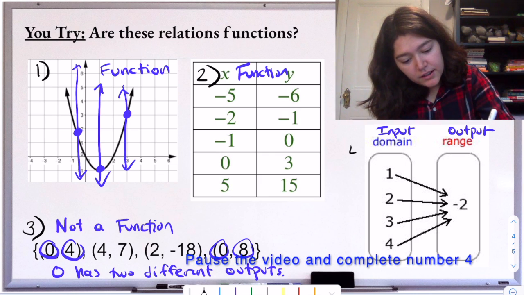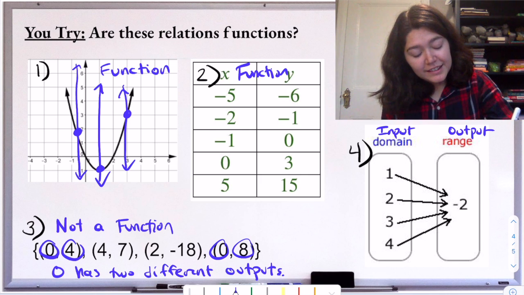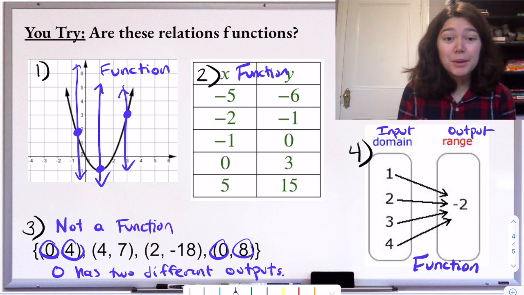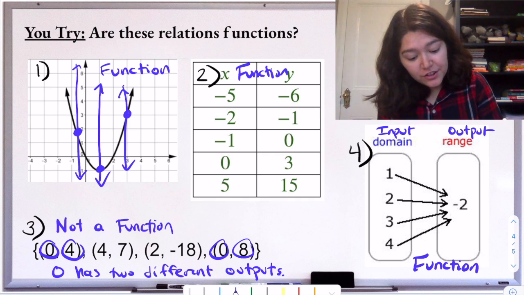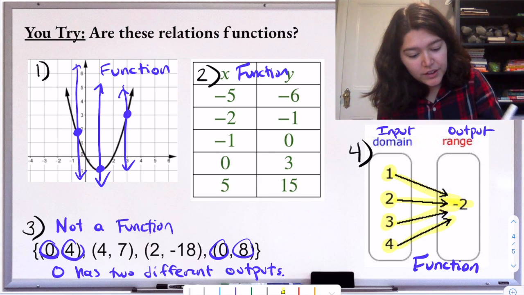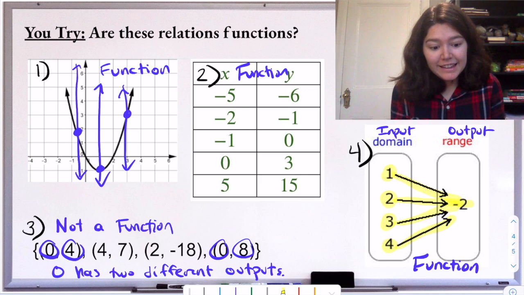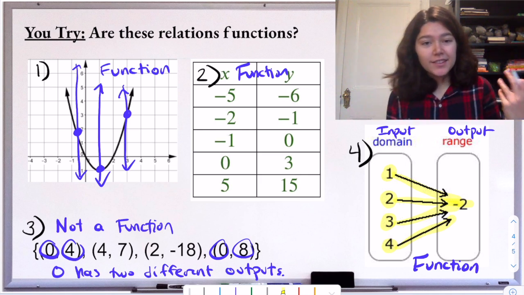And 4 here, does this represent a function? Yes, this does represent a function, and that's important because often this is the kind that people get confused about. For each input, 1 goes to -2. 2 goes to -2. 3 goes to -2, and 4 goes to -2. For each input, there is only one output, right? It is this output of -2. So it's fine that they all go to -2.